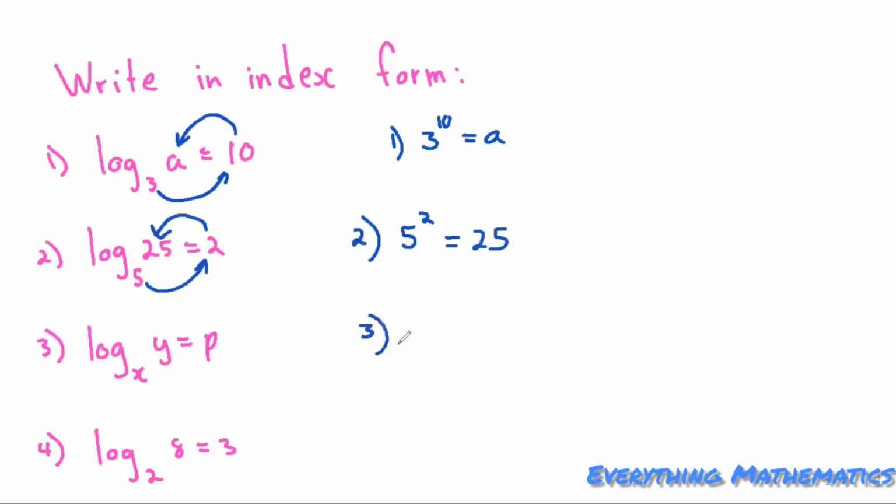For number 3, we have algebra, but again, the concept is the same. The x here is the base. So the base has to be raised to the p to give us whatever y is. And this is just an algebraic representation, basically, of the rule.